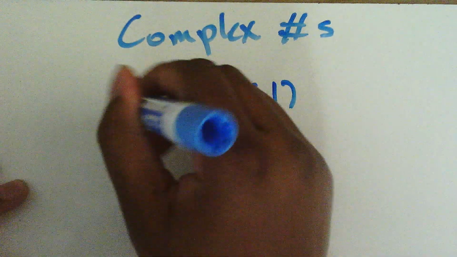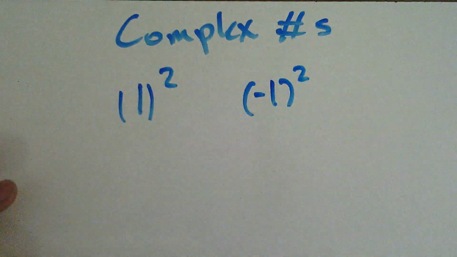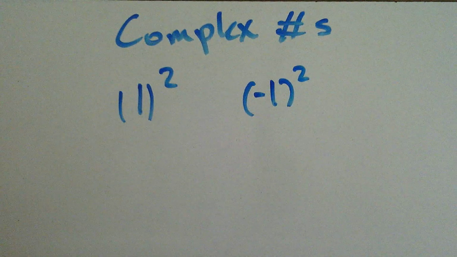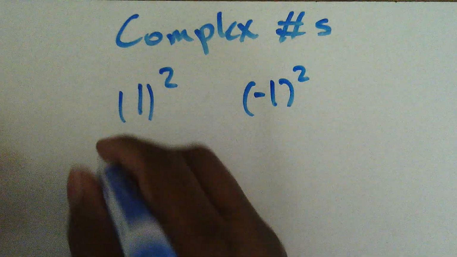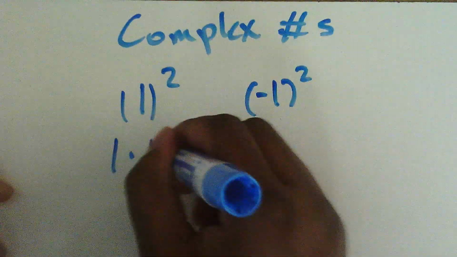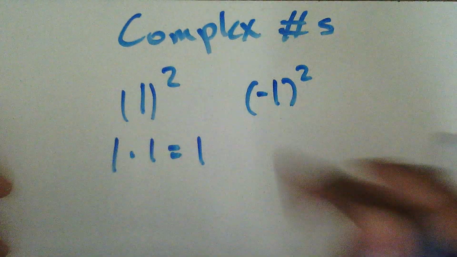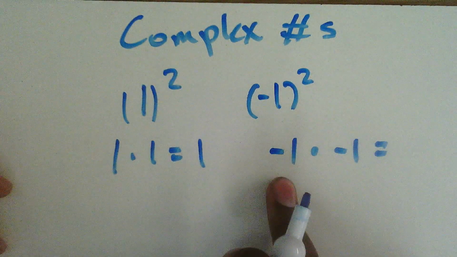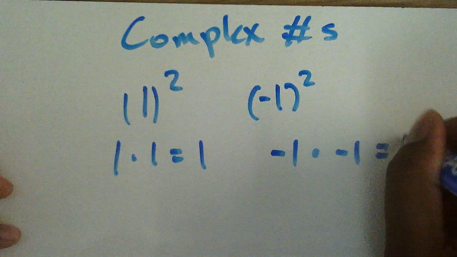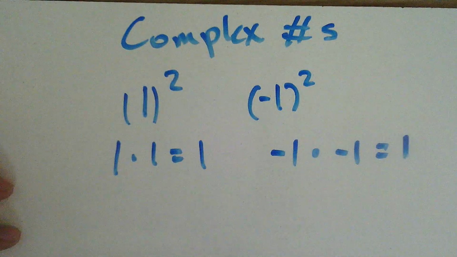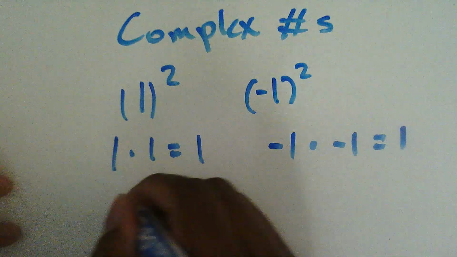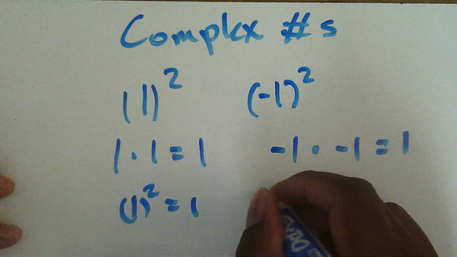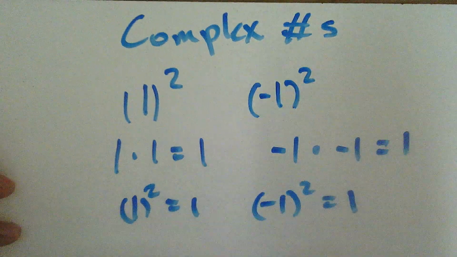Let's think about 1 squared and negative 1 squared. 1 squared is going to be 1 times 1, which equals 1. Negative 1 squared is negative 1 times negative 1, which is positive 1. So what we can say is 1 squared equals 1, and we can say negative 1 squared also equals 1.